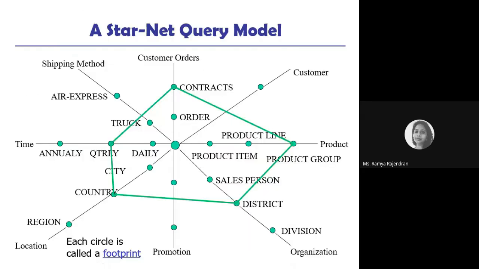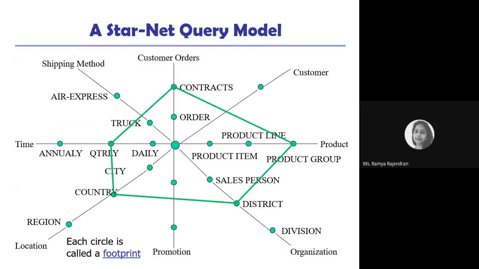Next one is the StarNet query model. Sometimes people get a little confused about at what level they can go for a query. To understand that, for example, I have a few different tables here. I have customer information, product information, organization, promotion, location, time, shipping method, custom orders. For product, I have information of product item, line, and group. For an organization, we have a salesperson who belongs to some district, and the district belongs to a division, and that belongs to the whole organization. For a location, you have city, country, and region.